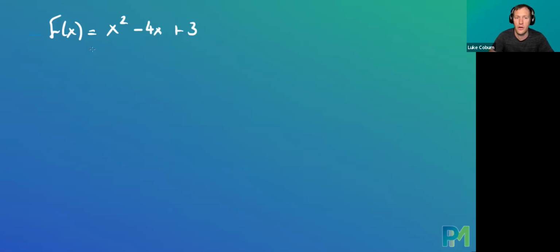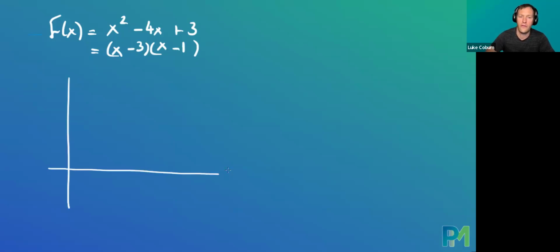Okay, so this is a function. I'm going to use algebra to get the roots. So that's x minus 3 and x minus 1. That's the same sign. Okay, and that's just me factorizing that function. Now, if I want to get the roots, I have to set f of x equal to 0, which means that x minus 3 by x minus 1 is also equal to 0, right?